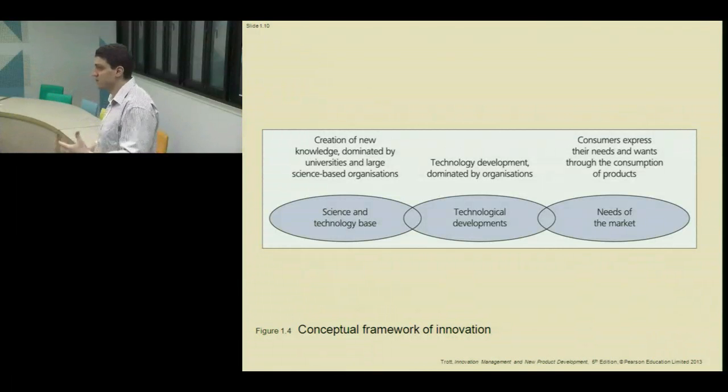What do we have next? We have technology development, dominated by firms. Firms usually develop technology, in collaboration with universities many times, or research centers.